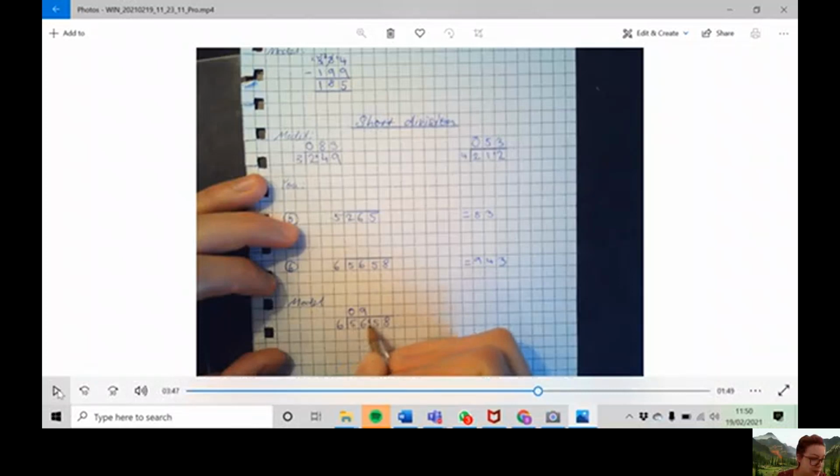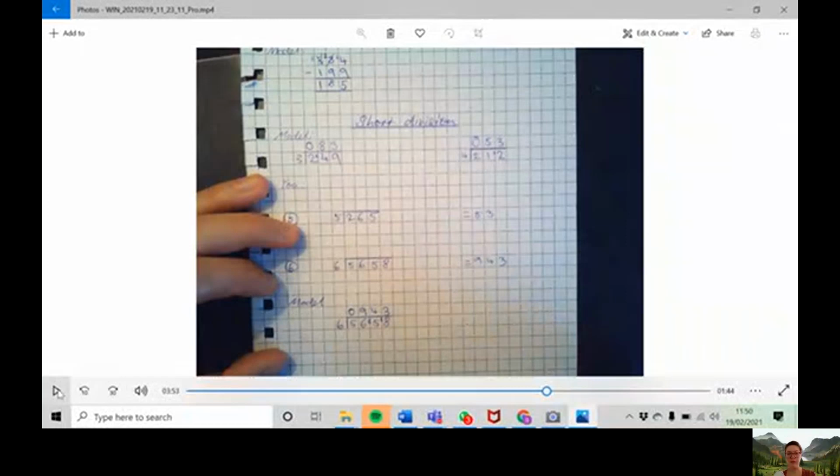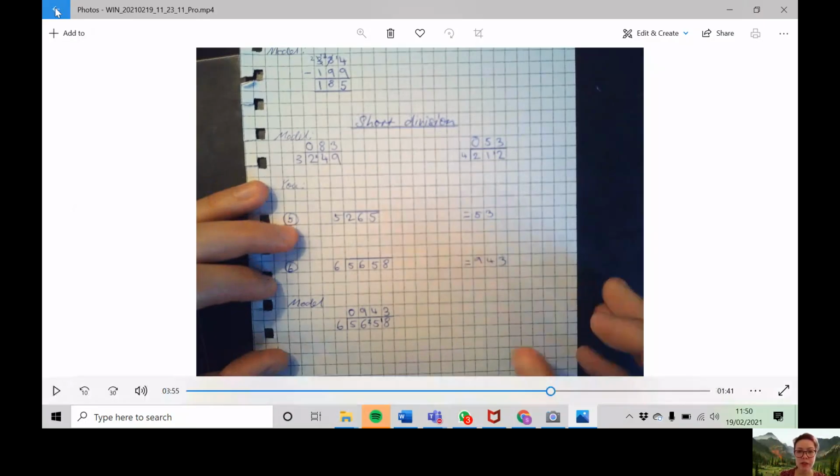Well, we know 6 times 4 is 24 with a remainder of 1. That's why we put the 1 there. And then we know that 6 goes into 18 3 times. Okay, there we go. Now, we've done short division. Let's move on to long multiplication.